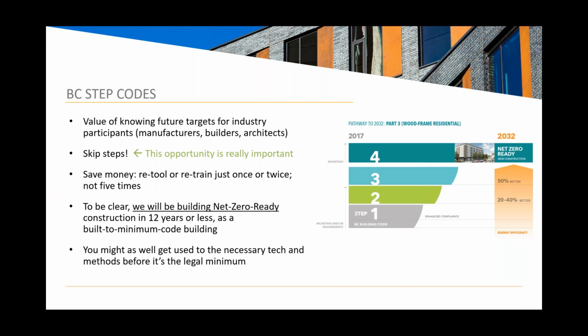So to just do it once or twice over this period of time, this 15-year march towards the top step, not 5 times every time you change a step, you can just pick a couple targets that make sense. And once you've got it, it may take a few years for the codes to get to your level, but you future-proof your organization or your product line or your building company by doing so.